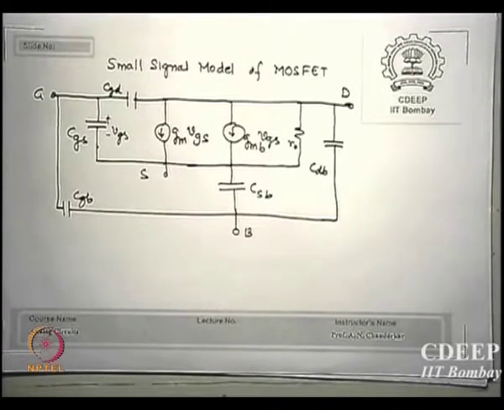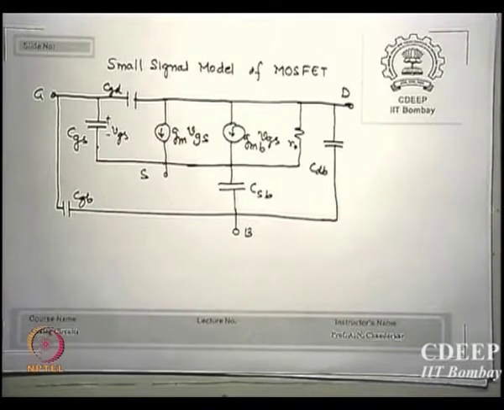This is called the high frequency MOS model. Why is it called high frequency? All capacitances have been added. At low frequency, what will we do? We will remove all capacitances, as if 1 upon j omega C is either an open circuit or a short circuit, if it's series or parallel, whichever way it happens. We remove all of them.